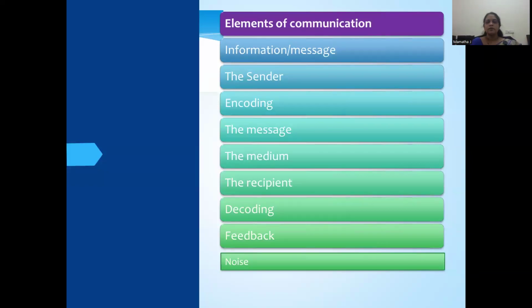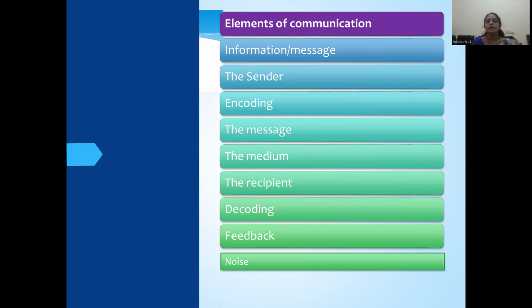Hello, students. Today we'll discuss the process of communication. Before we start with the process, let us see what the elements are which come in the communication process.